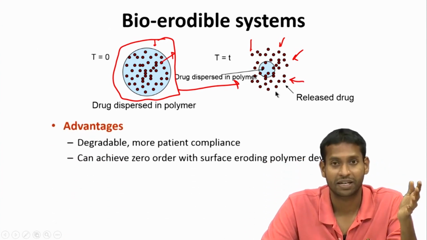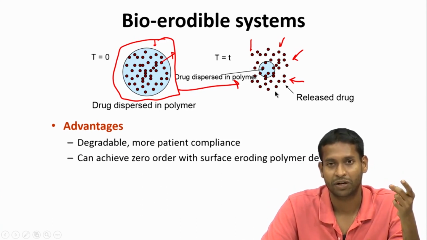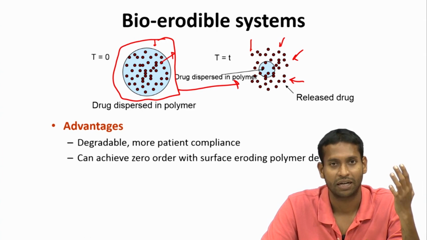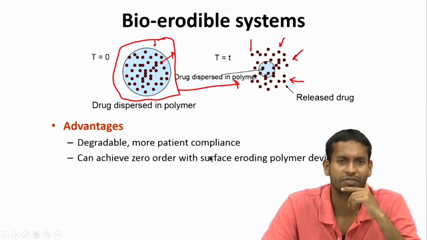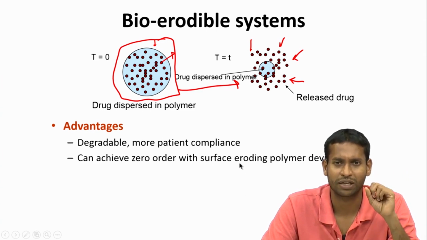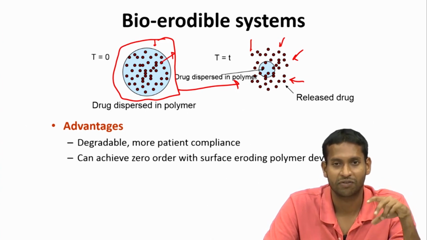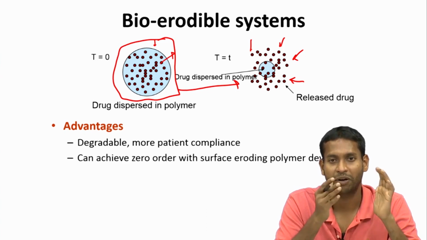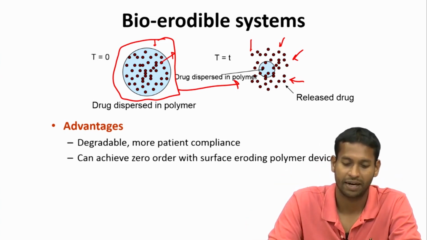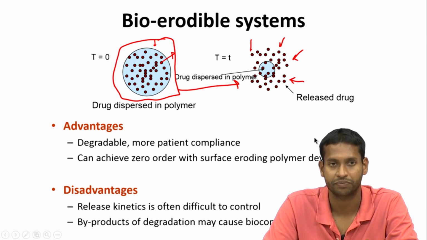Some of the advantages are that it is degradable, so it is very patient compliant. This time you only have to do one surgery because you do not even have to take it out. After a certain period of time this is going to disappear. You can achieve 0 order kinetics, this is with an asterisk, not as well as you can with the reservoir system, but if you have a large enough device and it is slowly degrading, then for quite a bit of time you can get 0 order kinetics with surface eroding polymers. But again this comes with some asterisks.